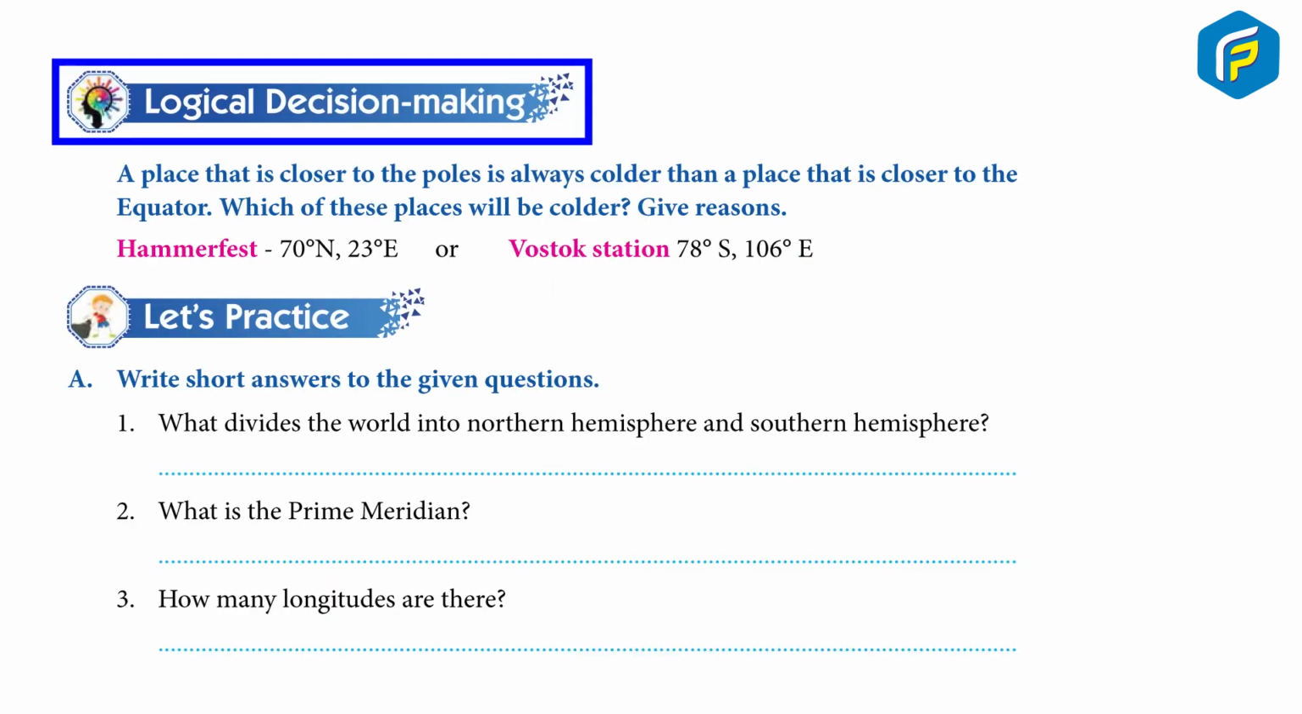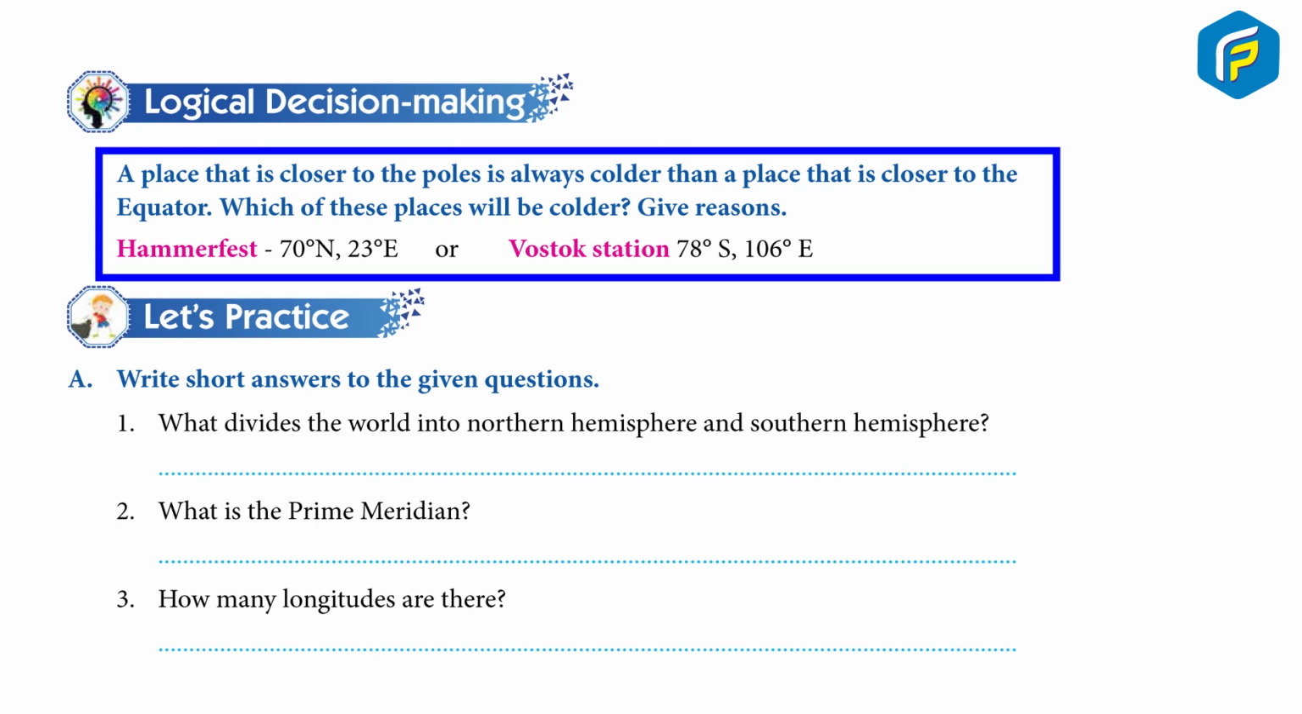Logical decision making. A place that is closer to the poles is always colder than a place that is closer to the equator. Which of these places will be colder? Give reason. Hammerfest, 70 degrees north, 23 degrees east, or Vostok Station, 78 degrees south, 106 degrees east.